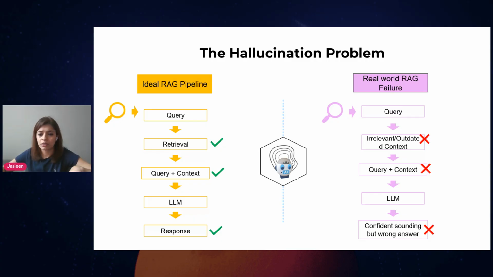And this isn't just a minor bug. In many use cases like healthcare or legal or finance, hallucination is a serious risk. It erodes trust, it misleads users, and can cause real harm. But what's the core of the problem? Garbage in, garbage out. If the retrieval step pulls in the wrong data, the LLM cannot magically fix it. In fact, it often makes things worse by filling in the gaps with plausible sounding but made up content. That's why understanding and improving context retrieval is absolutely critical, because everything downstream depends on it.